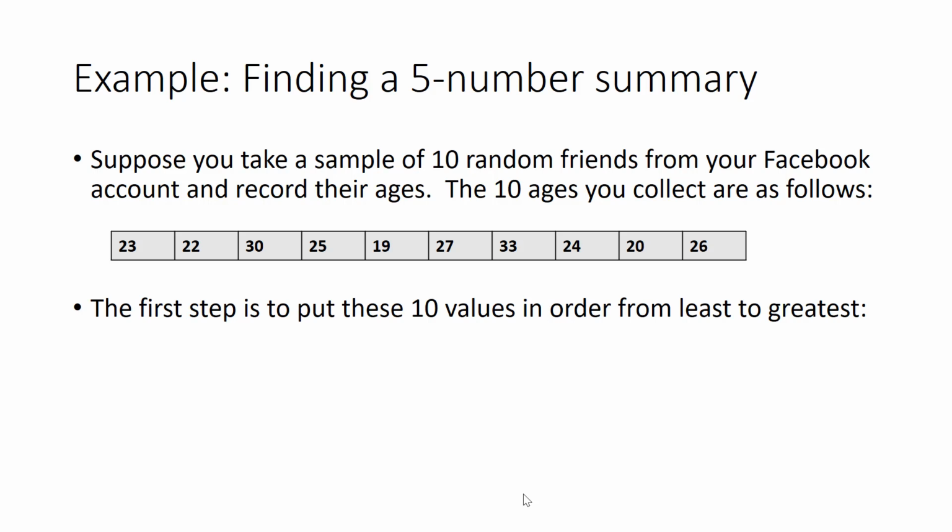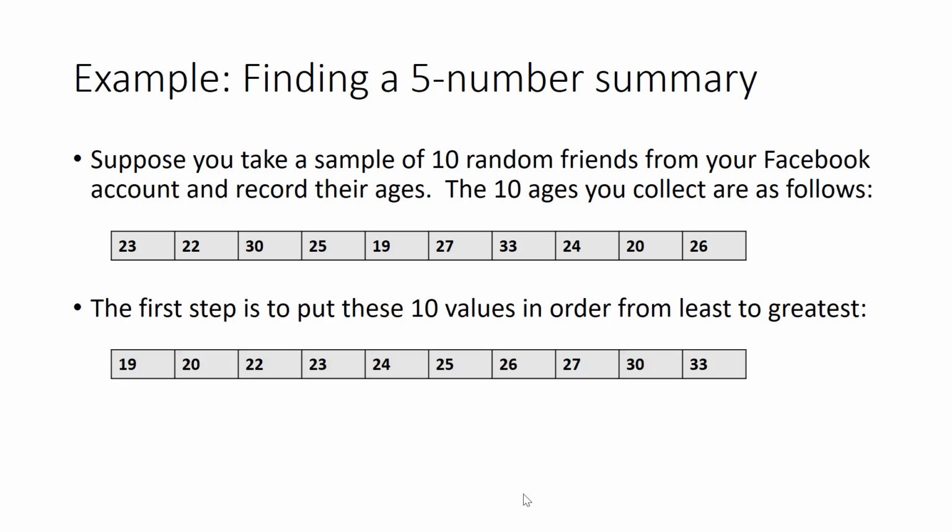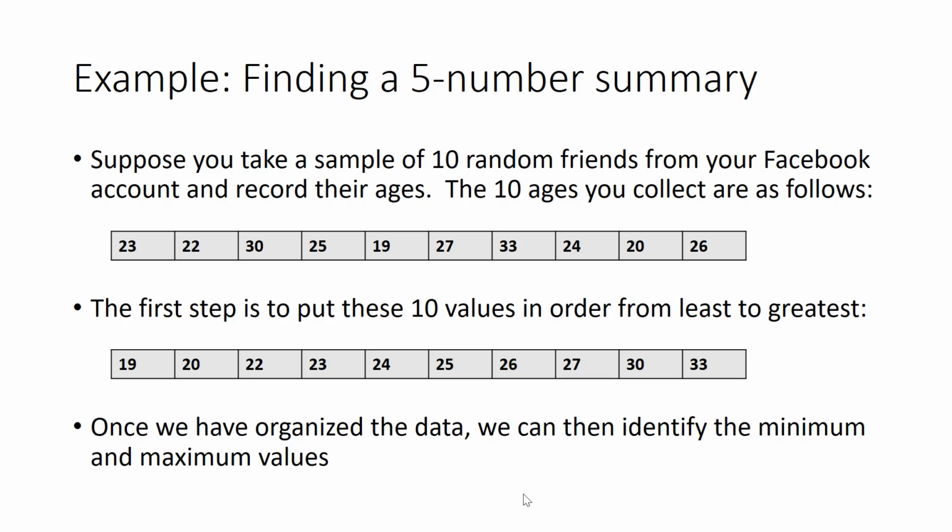The first thing we have to do in order to make a 5 number summary meaningful is to put these values in order from smallest to largest, or least to greatest. As you can see, I've done that with this data set. Once you've sorted or organized the data from smallest to largest, then you can identify the smallest and largest values. Again, if we had not sorted them, that would be much more challenging to do.